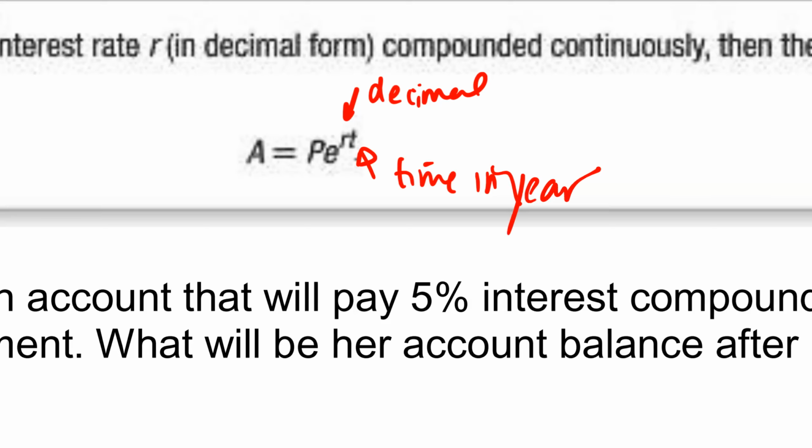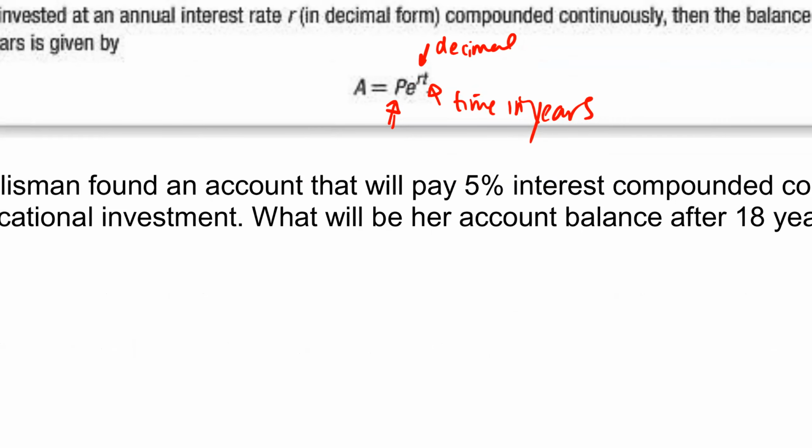And then P is your principal, how much you start out with. So it's roughly the same as up above. The difference is our base is E, 2.718 or whatever it is.